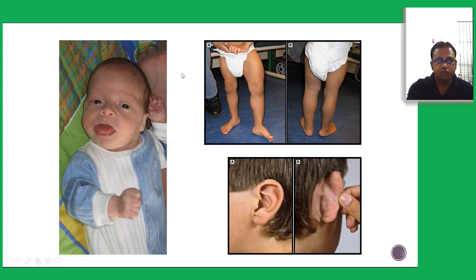Right. So this is a baby with Beckwith-Wiedemann syndrome we discussed earlier. They have this large tongue, visceromegaly, and then they can have hemihypertrophy. So you can observe that this left lower limb is bigger compared to the right side, and then they're known to have these transverse ear creases, right? So that is Beckwith-Wiedemann syndrome.